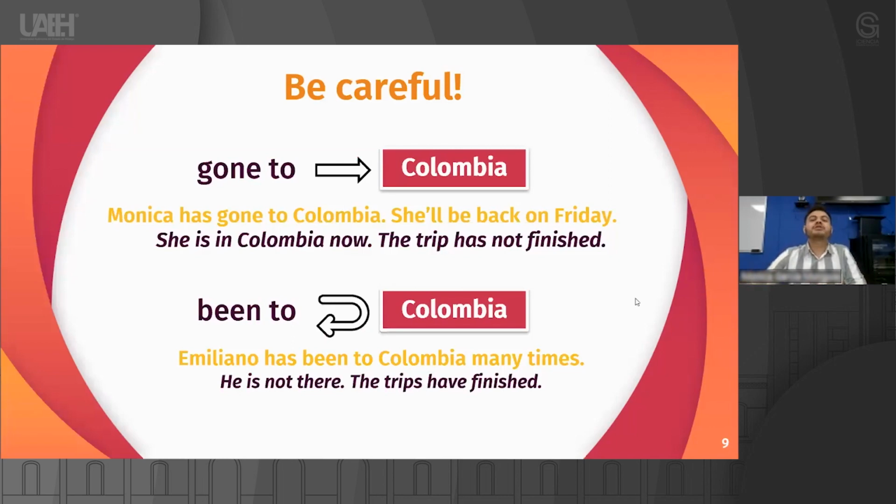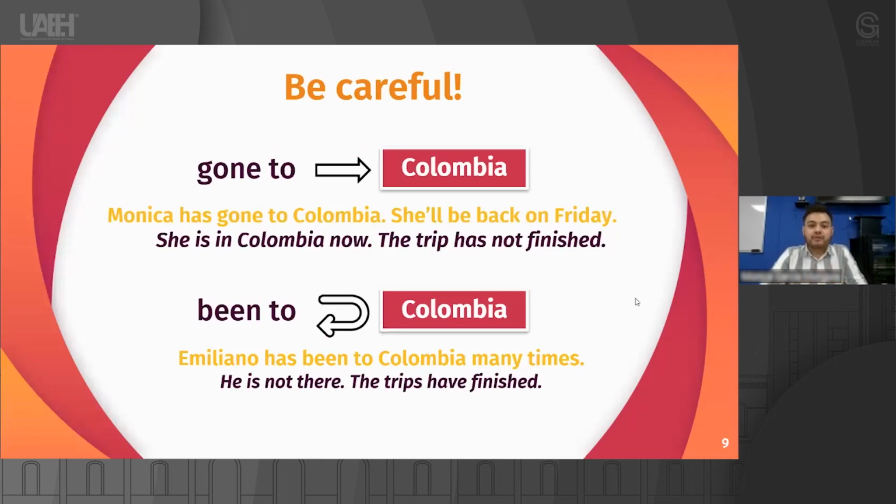Gone refers to going to a place and that the trip in this case is not finished. In other words, we're saying that Monica is in Colombia now. The trip has not finished yet. But in the second one, Emiliano is not there, which means that Emiliano is not in Colombia. He's here right now in Mexico, so the trip has finished. Once Monica comes back and she's in Mexico, then we are going to replace gone by been. So we will say something like Monica has been to Colombia, but not until she's back.